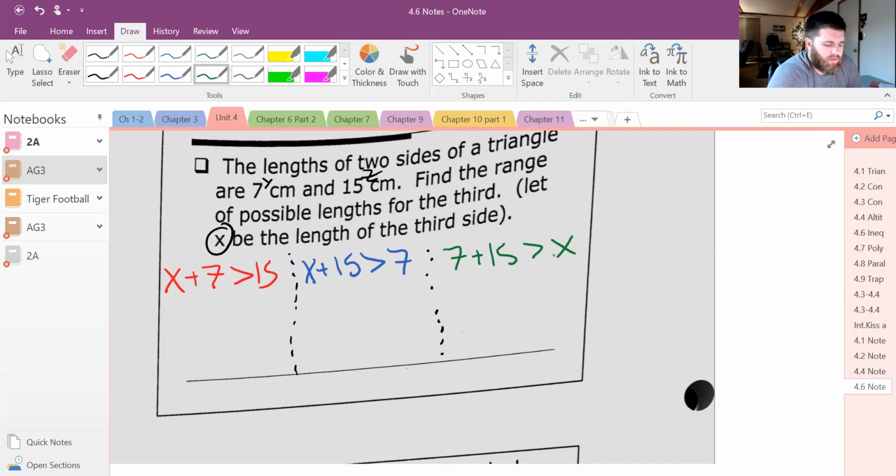All right, so let's double check. Let's go through and solve for x in every one of these and see what we get. The first one, we subtract 7 on both sides. We get x is greater than what? 8.